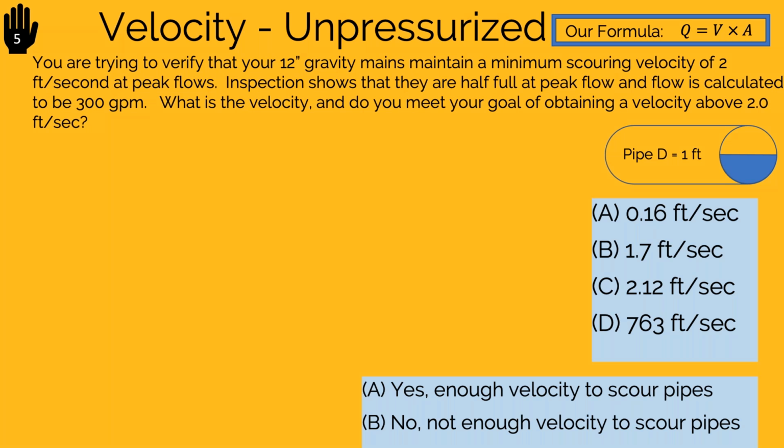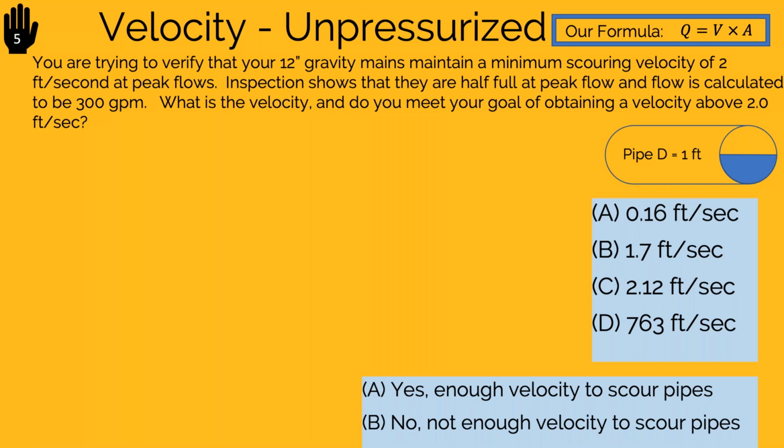Inspection shows that at peak flow, they're half full, and the flow has been calculated for you at 300 gallons per minute. So what you want to know is, A, what is the velocity? And then secondarily, based on the velocity you calculated, does that meet your 2.0 feet per second scouring velocity goal? So remember, in this case, it's an unpressurized pipe. As I've shown in my little diagram over there, it's running half full.